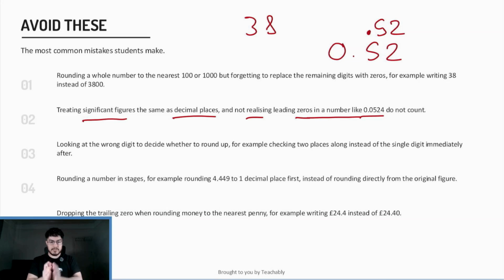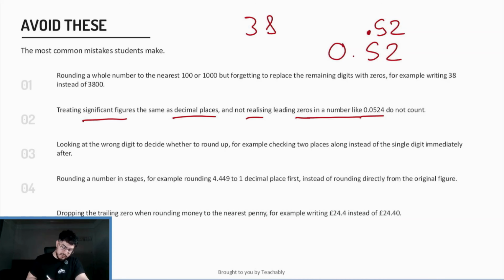2 decimal places, you look at the 2 numbers after the decimal point, and then you look at the third number. Significant figures, you look at the first 2 significant figures if you're rounding to 2 significant figures, then you look at the third significant figure to decide if you're going to go up or down. So it's always the number immediately after where you're stopping, where you're putting your line. And that's why I always put the line in the sand.